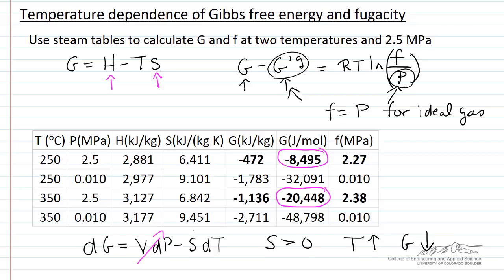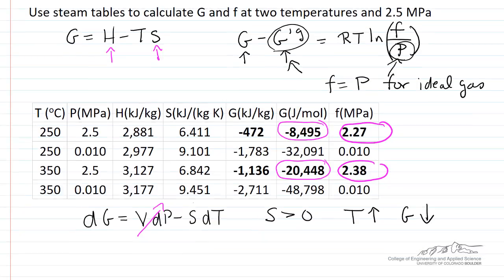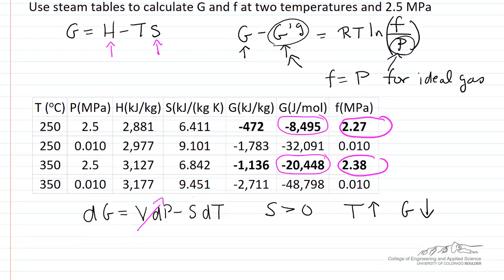In contrast, if we look at the fugacity values, as we increase the temperature, the fugacity increases. Well, why is this? This is because as we increase the temperature, we approach closer to ideal gas conditions. In other words, at a given pressure, a molecule is more like an ideal gas at a higher temperature.